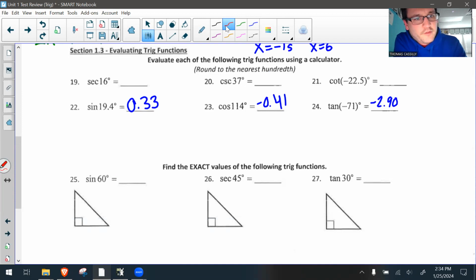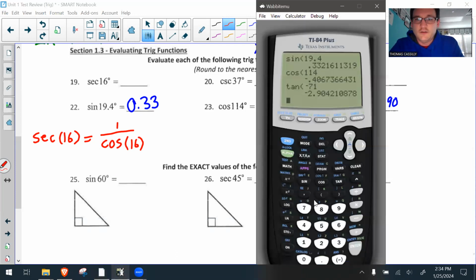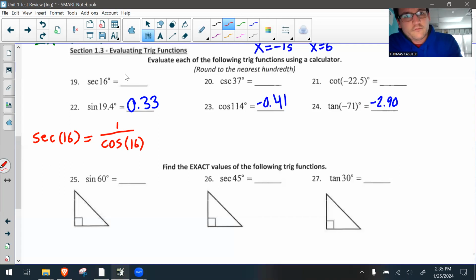All right. Now the top ones, there's no button for the secant on your calculator. We just have to remember that the secant of 16 is the reciprocal. So it's going to be 1 divided by the cosine of 16. That's what you're going to type into your calculator. Right? 1 divided by the cosine of 16 gives you 1.04.